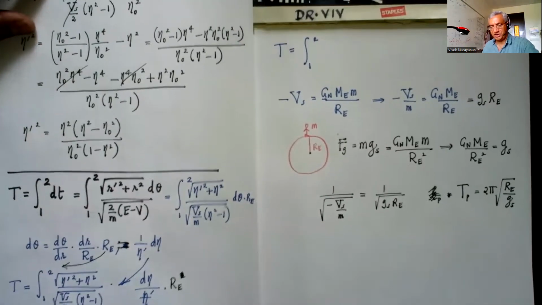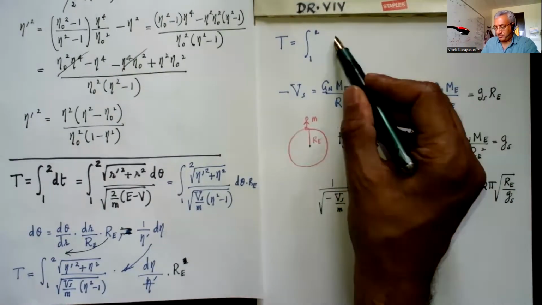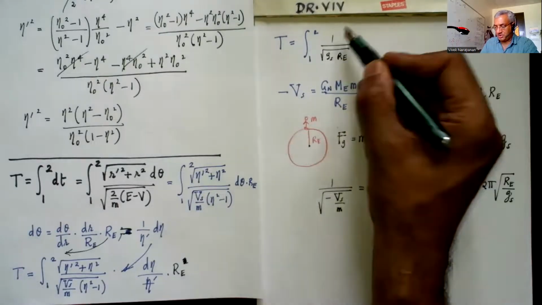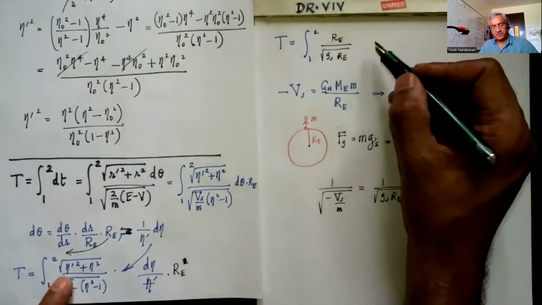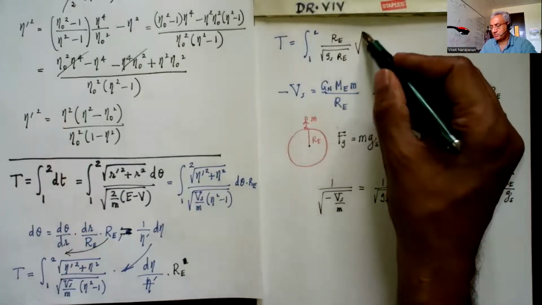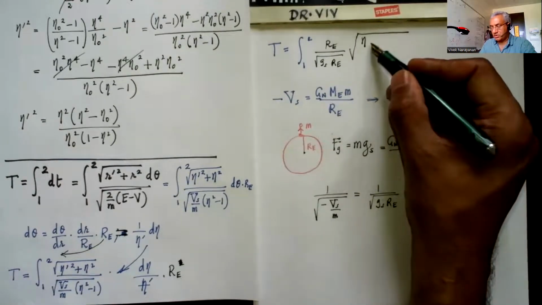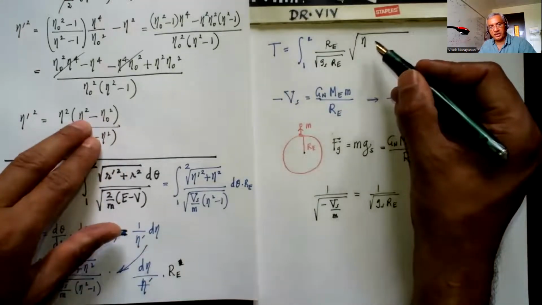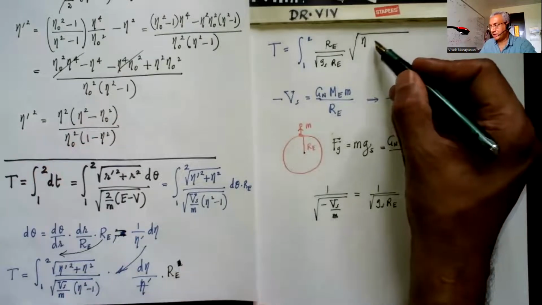So let's put everything together that we have. I'm going to get 1 over root g sub s r sub e times r sub e. And then over here, for eta prime, I've put this. I'm going to interchange the order of eta naught squared and eta squared, and I interchange the order of eta squared and 1. Let me just do that.